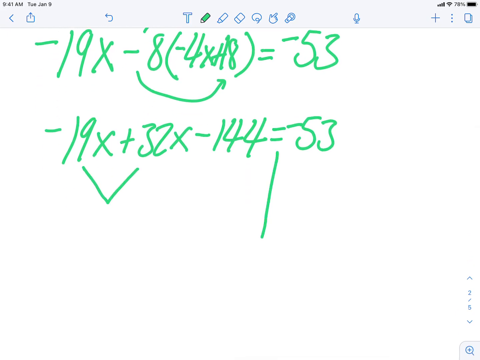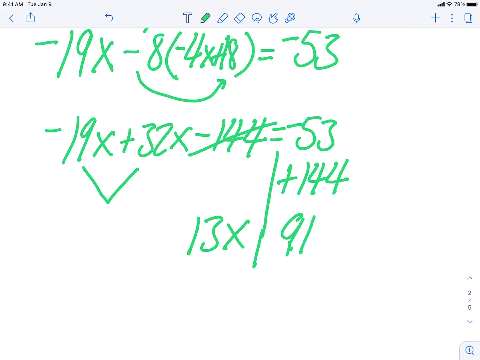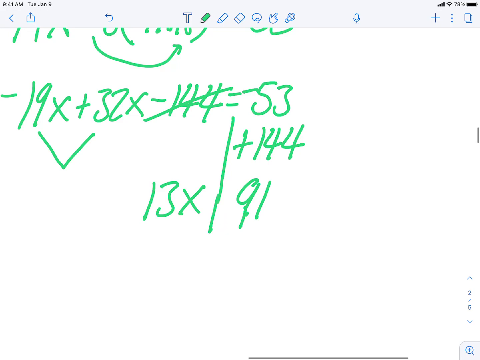So these two are going to go together. This negative 144, I'm going to bring it over as positive 144. Those x's are different signs, so I got to subtract them. 32 minus 19 is 13x, positive, because 32 is bigger. Negative 53 and positive 144 are also not the same signs, so I got to subtract them, and I get 91. Yes, 91. Positive 91 because 144 is bigger.